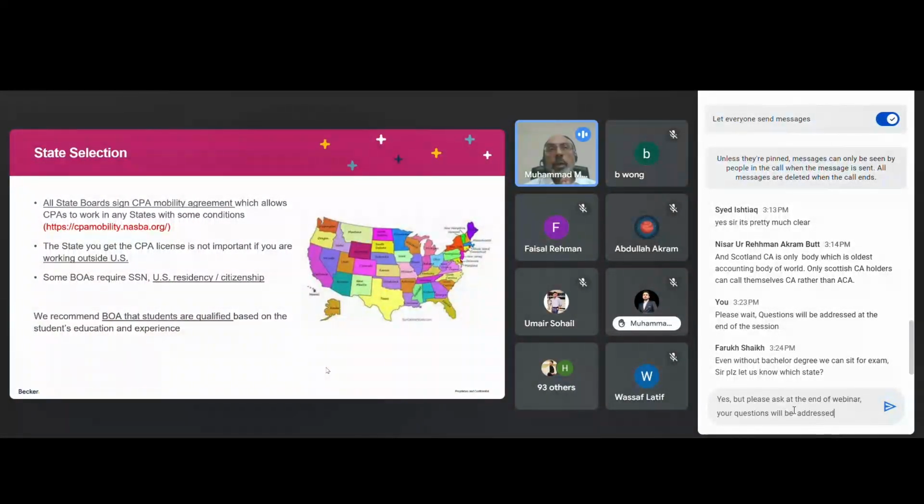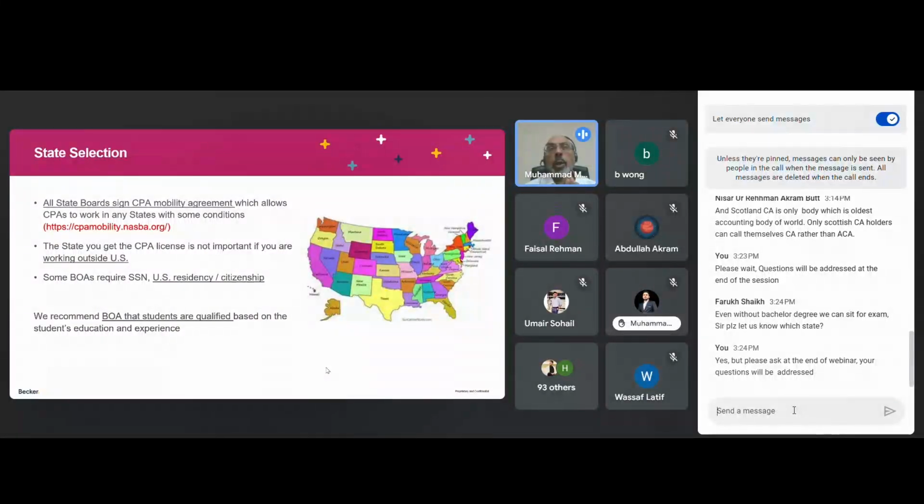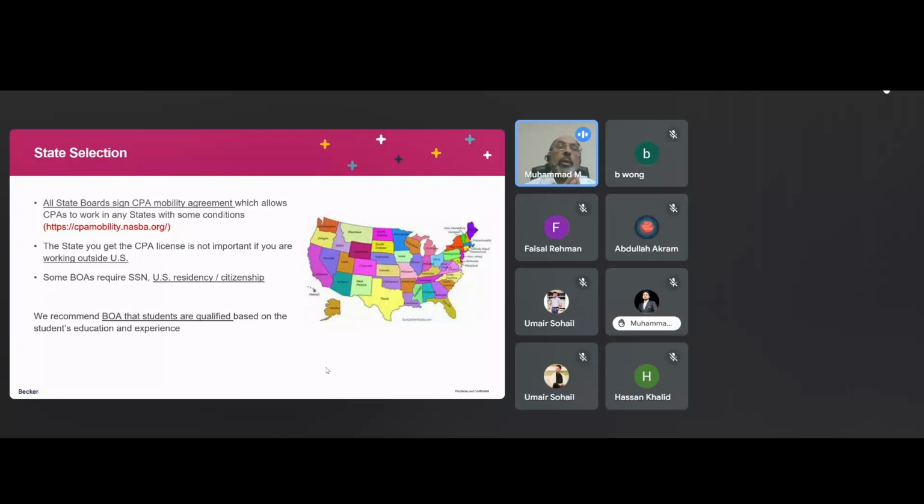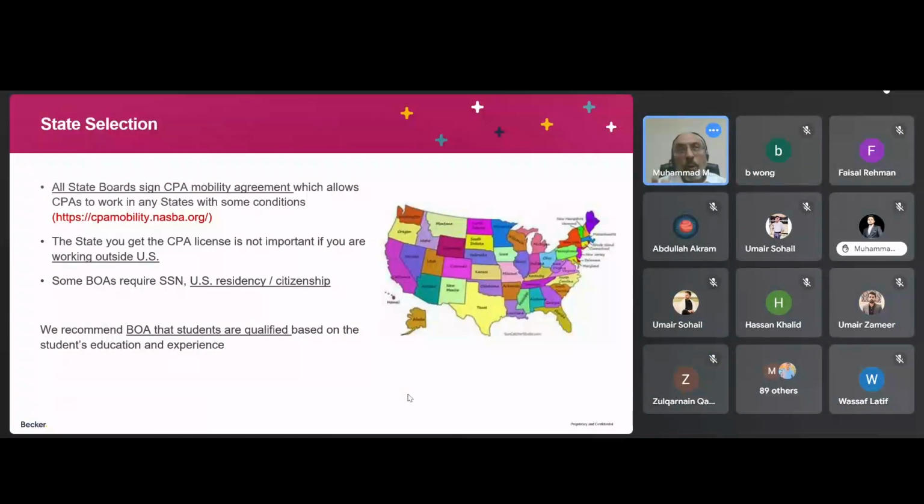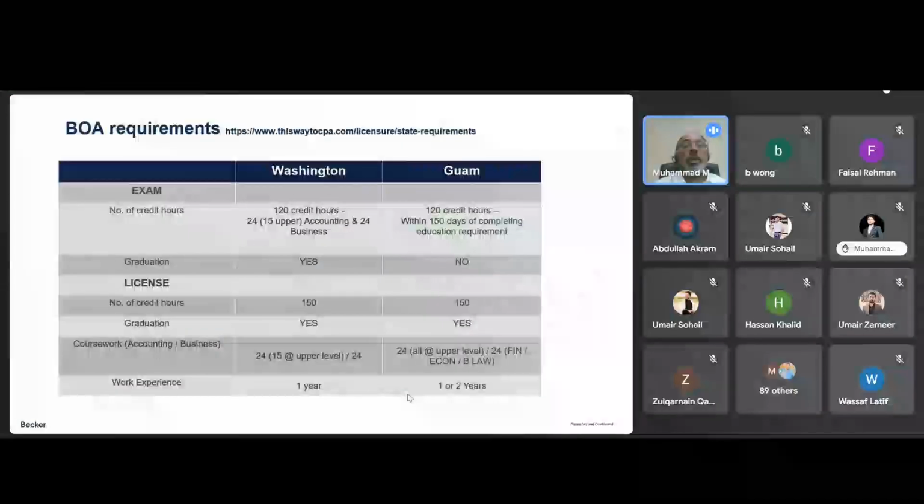You don't have a 3 credit hour in accounting research, and you don't have a 3 credit hour in, let's say, government accounting. So therefore, you will not be accepted by those states which require this kind of credit hour. So we advise them which state would be good for them on the basis of their current qualification.